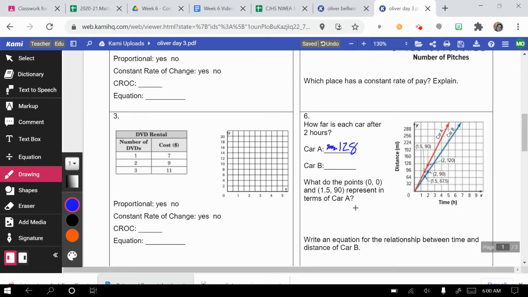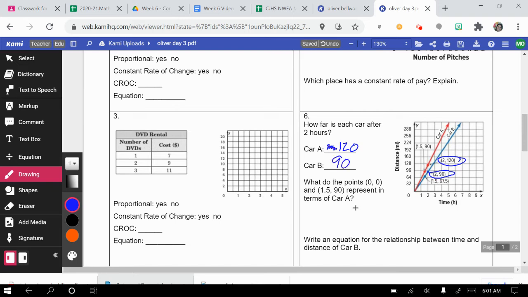Okay, car B is at 2 and 90. Oh, wait, not 28. I should have looked at my ordered pairs. See these ordered pairs? That's what we're looking at. All right, and 2 and 90.